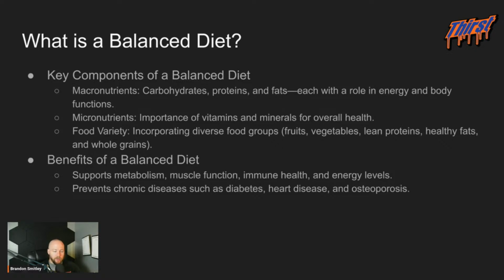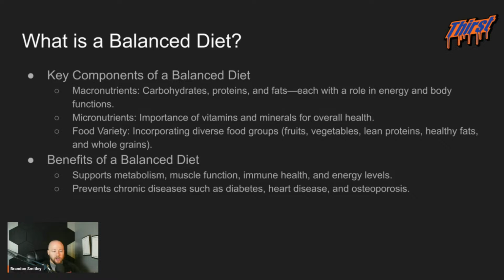Micronutrients. So we've got vitamins and minerals for your overall health. This is what I was talking about with the scurvy thing. So all your vitamins, your minerals, like your iron, your magnesium, your sodium, those are all things that your body needs. If you're getting deficient in those, then your body can begin to have other health issues.